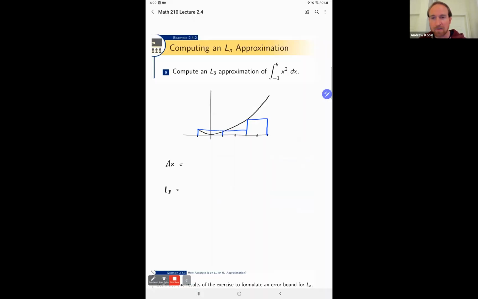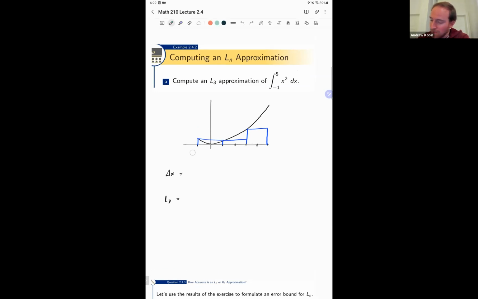And just to get us started, I drew the graph of y equals x squared on the picture here. And I've shown 3 different left endpoint rectangles in blue. So we can see once we add things up that the 3 areas will give some approximation to the true area under the graph from -1 to 5. We chop this up into 3 regions, and I'll compute delta x for you in a moment to get 3.